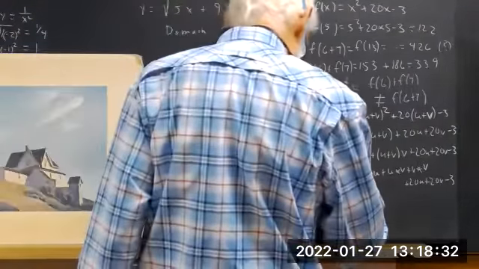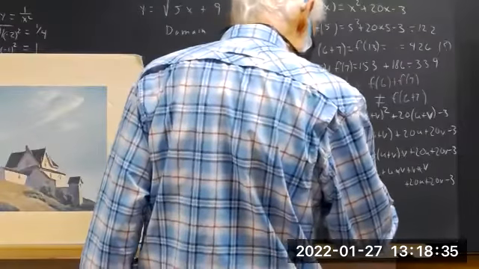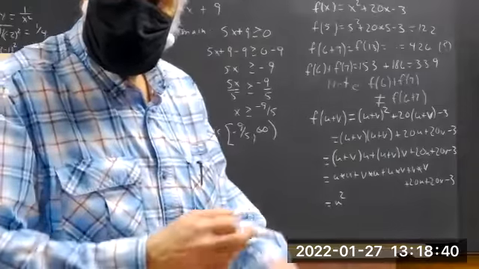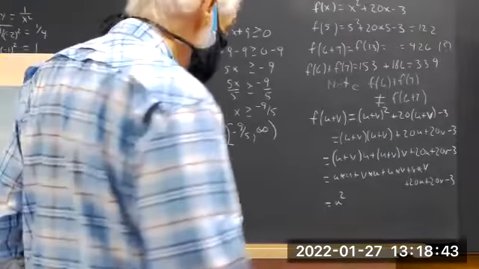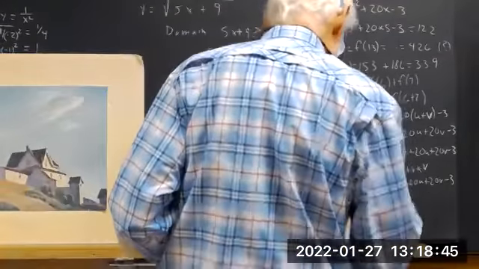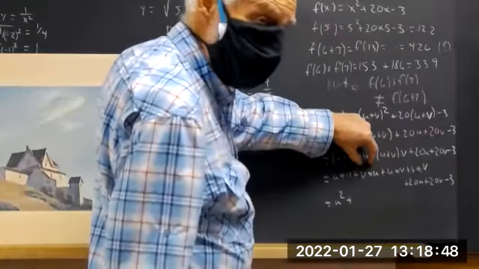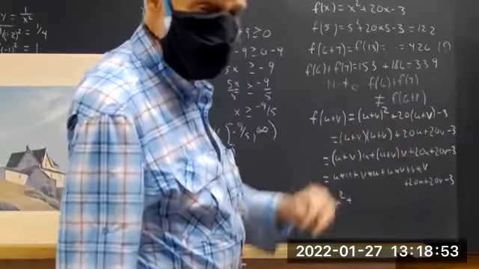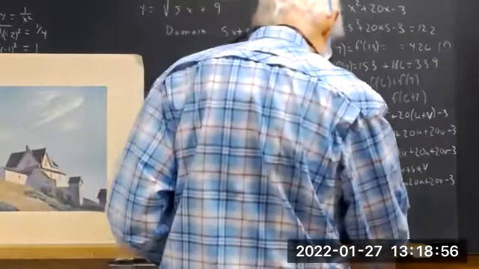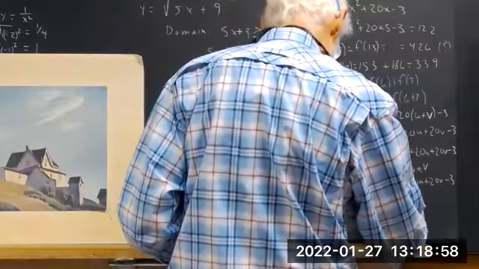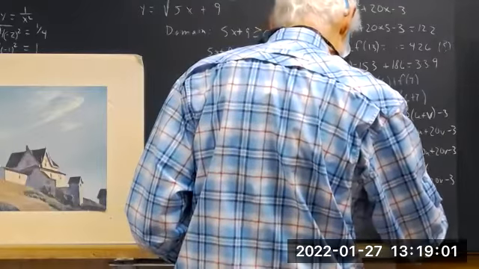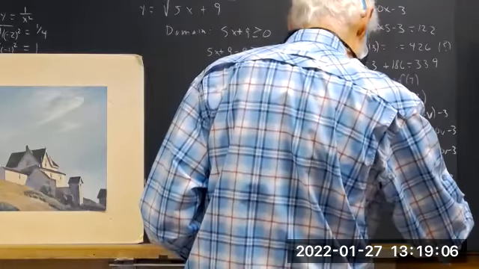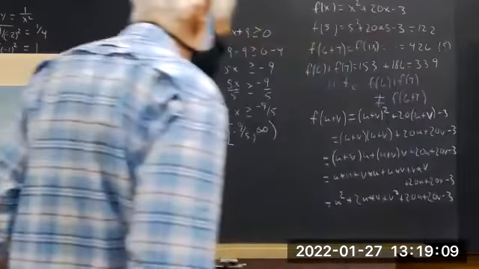Well, u times u is u squared. v times u is the same as u times v, isn't it? Yeah, commutative law. It doesn't matter what order you multiply two things. So you could write that as u times v. And here's another u times v, giving us 2u times v, right? So you have 2uv plus v squared plus 20u plus 20v minus 3.